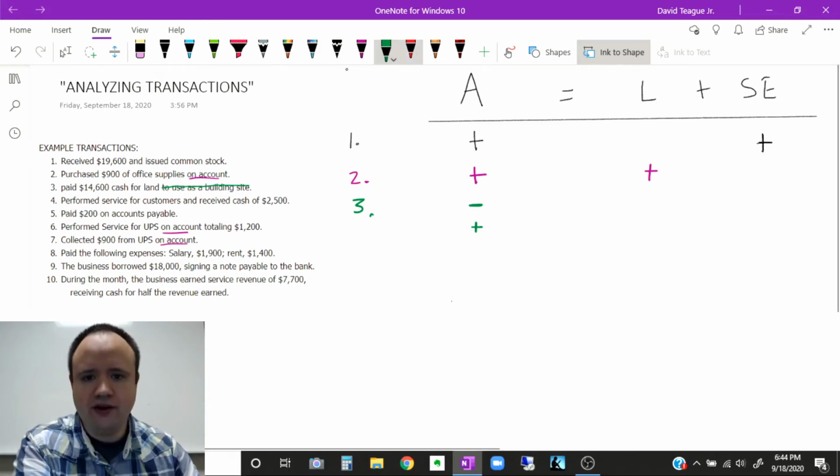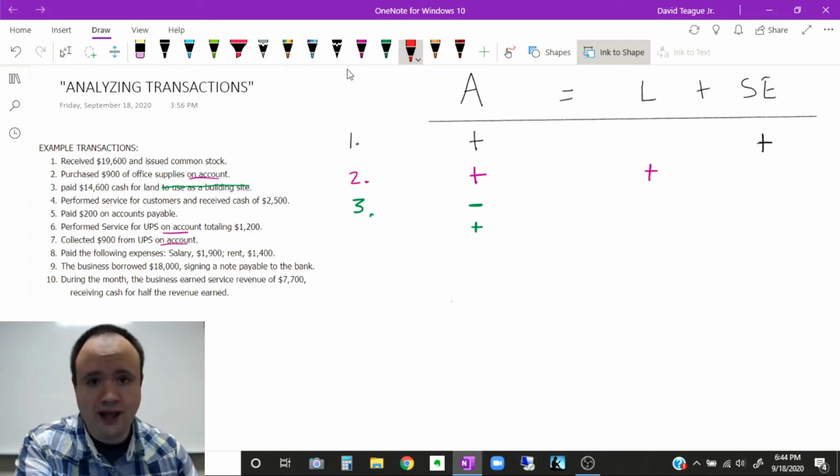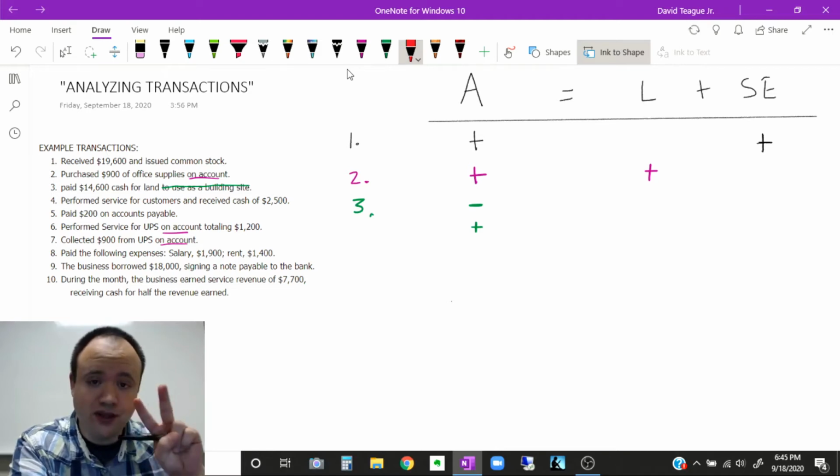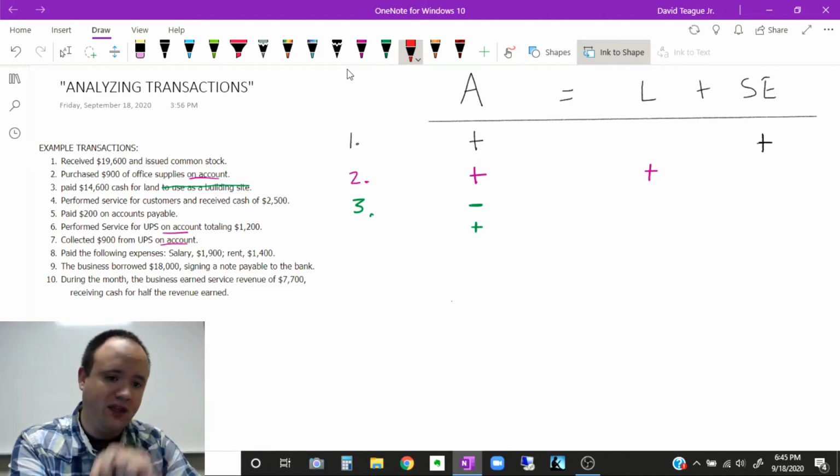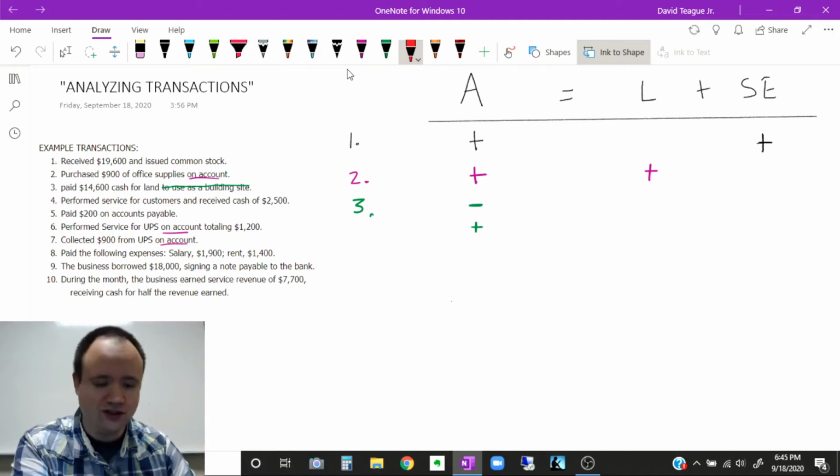So you're seeing this pattern here where no matter what happens, whatever this transaction is, it's going to impact two things, and the equation will always still balance after it.